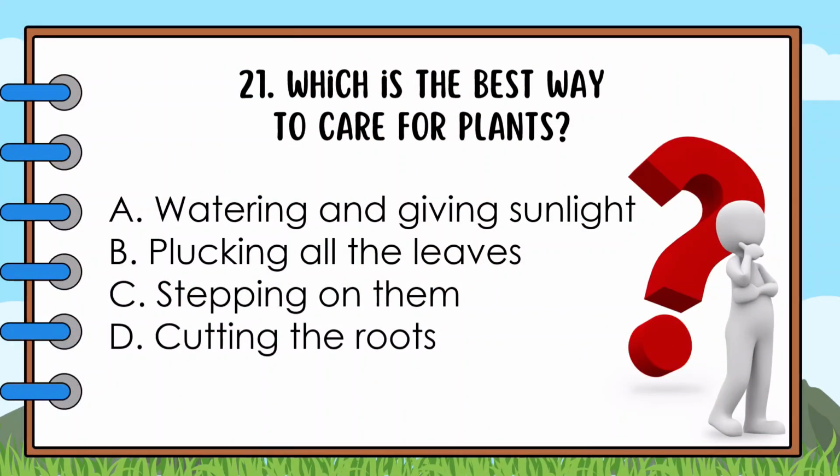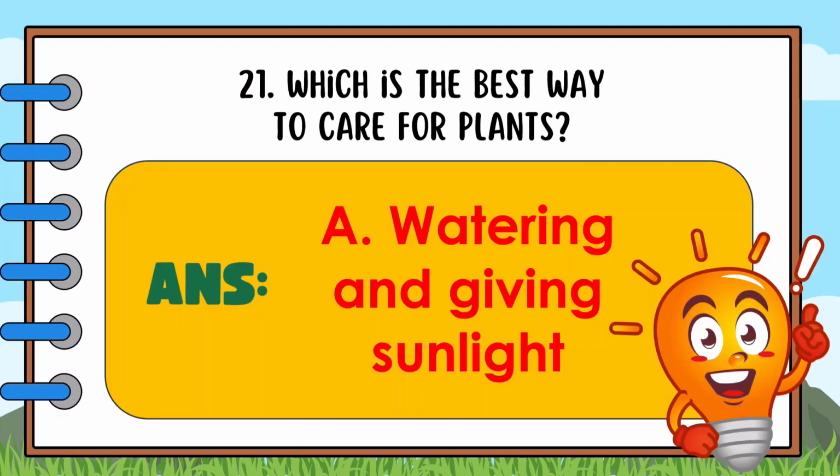Which is the best way to care for plants? A. Watering and giving sunlight. B. Plucking all the leaves. C. Stepping on them. Or D. Cutting the roots. The answer is A. Watering and giving sunlight.